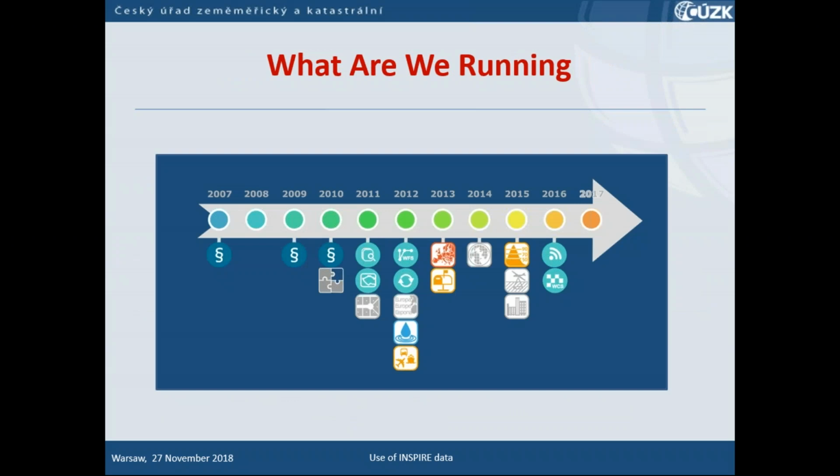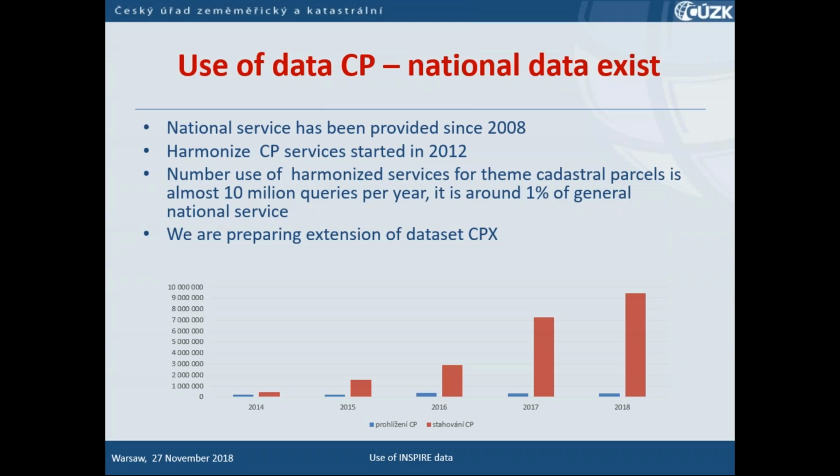Here is an overview schema of our implementation. Now we validate, and our level of quality is between 50 and 100%. Here is some use of our data.